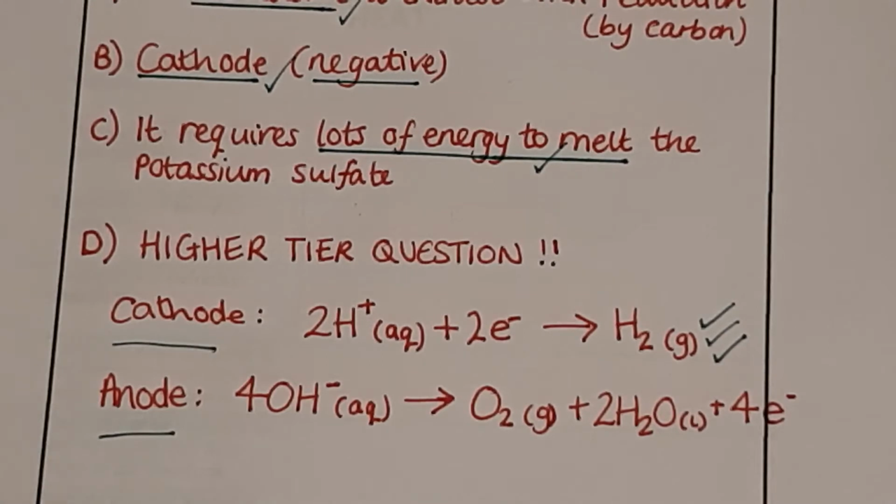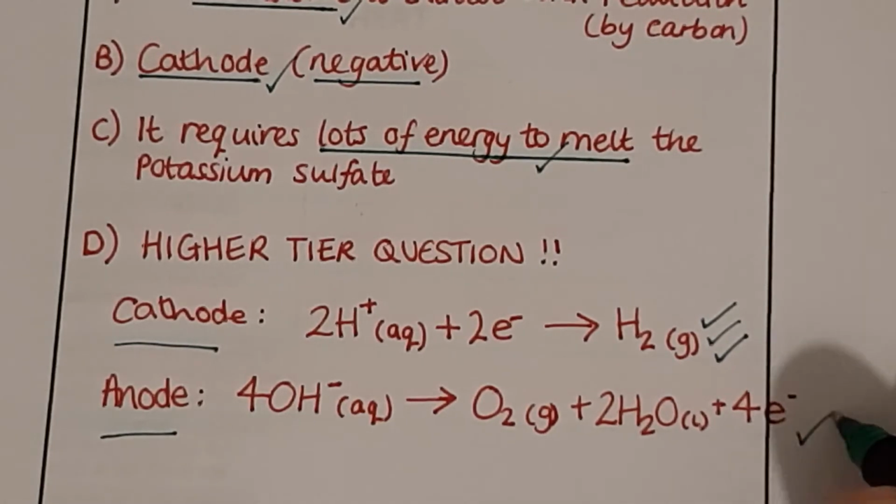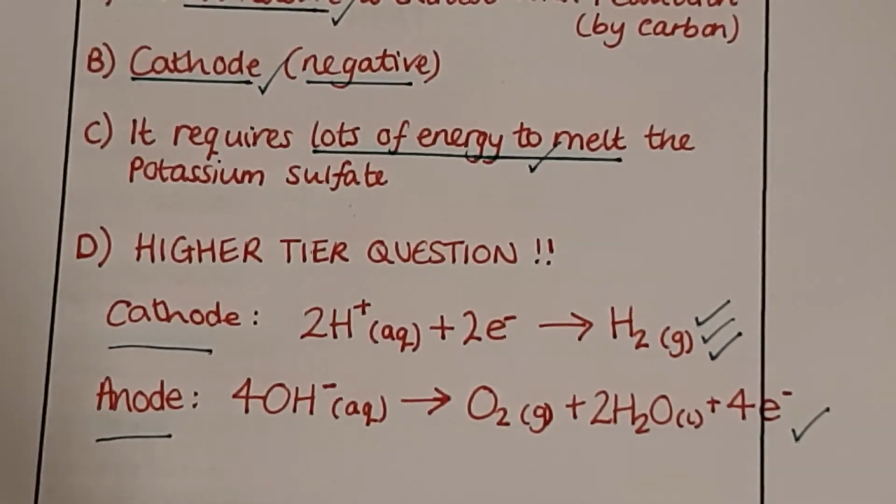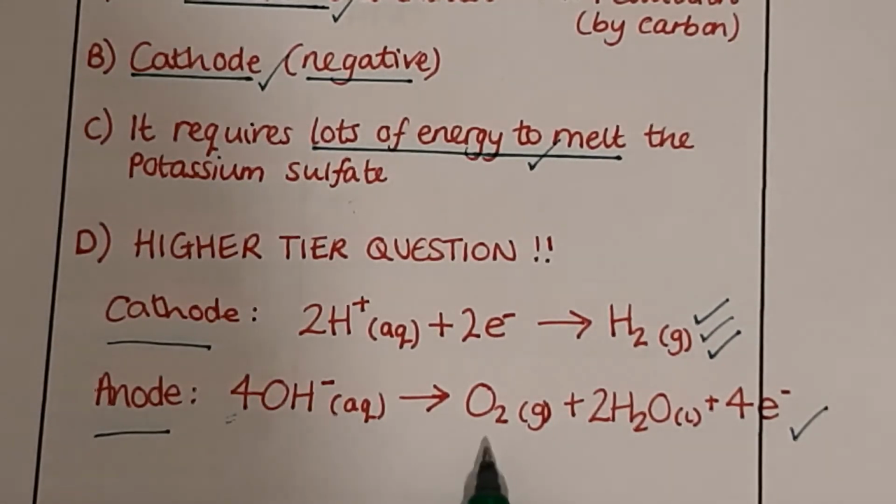Now, the equation for the anode is this one here. You can have the first mark for saying OH- turns into O, capital O, doesn't have to be O2, if you have, that's fine, plus H2O plus e-. So you can have it for just saying that. The second mark here is for getting it correctly balanced. So that's 4OH- turns into O2 plus 2H2O plus 4e-. That's for your second mark.